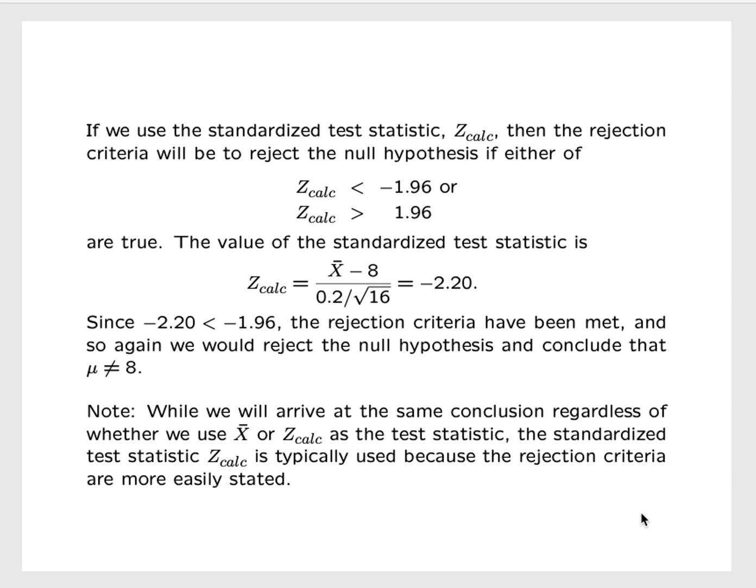Now, since negative 2.2 is less than negative 1.96, the rejection criteria have been met, and so again, we would reject the null hypothesis and conclude that the mean is not equal to 8. Note that while we will arrive at the same conclusion regardless of whether we use x-bar or z-calc as the test statistic, the standardized test statistic, z-calc, is what is typically used because the rejection criteria are more easily stated using the standardized version of the test statistic.